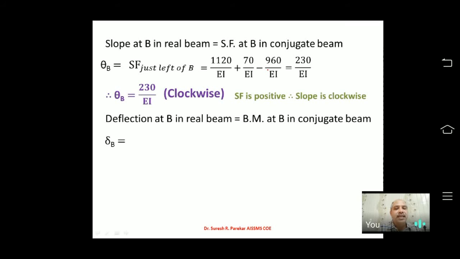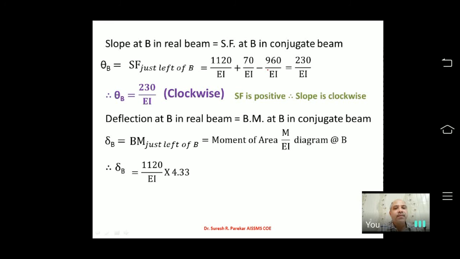So bending moment is required. So delta B is nothing but bending moment just left of B, and then we have moment of area of M by EI diagram about B. Then we have first 1120 upon EI into 4.33. We have seen that value, from B we have calculated that value, and from B we have this value 4.33.